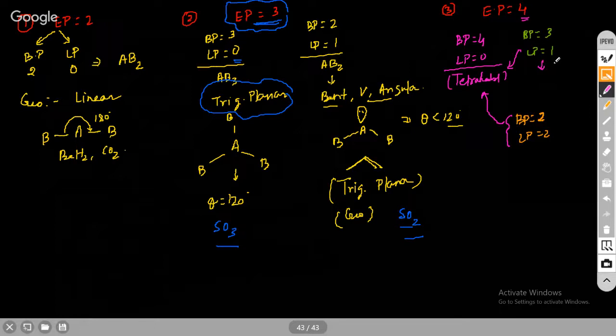Okay, if 4 and 0 we have, then if I write down the example here, it is CH4. CH4 has tetrahedral geometry. And how do we write down this structure? Carbon, hydrogen, right? Hydrogen we have here, a 3-dimensional structure I am drawing.